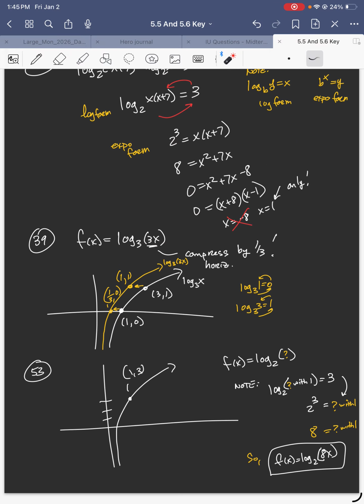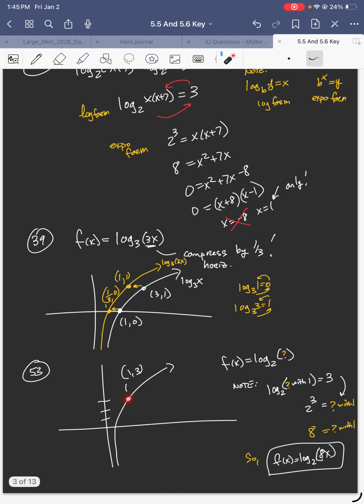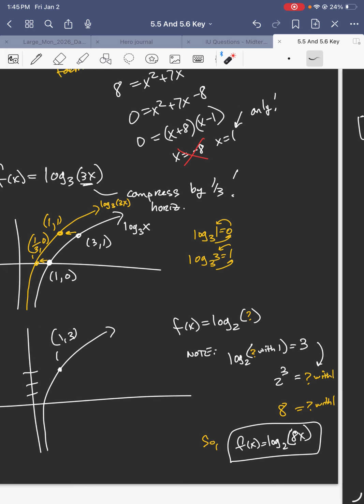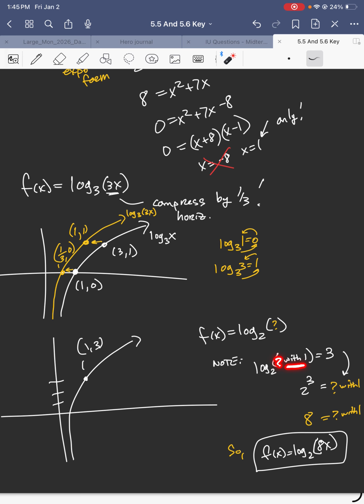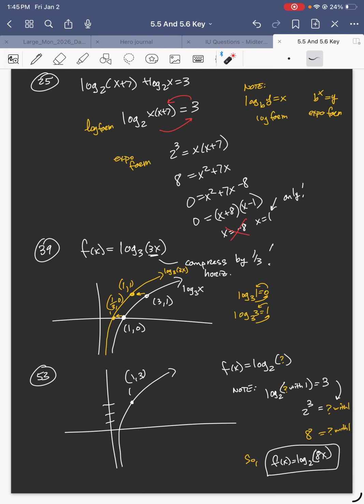Okay, and we spoke about this one in class. So if you've got the log base 2 of something and you have the point 1,3 on your graph, then that means we took log base 2 of something where I plugged in 1 gave me 3. So that means 2 to the third is something involving 1. So in other words, 8 is something involving 1. That something involving 1 must have been 8 times 1. So that means that this thing up here must have been x, right? So this would be the function that makes this thing.